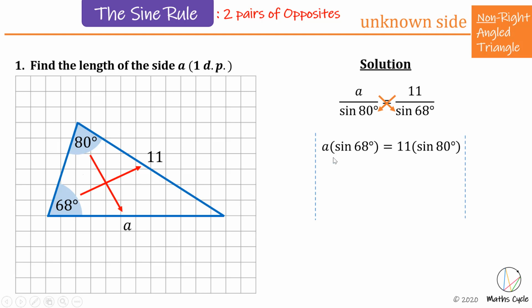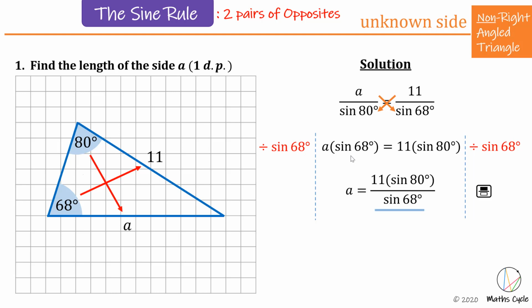That's because here we can see that the A is multiplied by the sine of 68, but we only want to know what A is. So to reverse multiplying by the sine of 68, we're going to have to divide by the sine of 68, and we're going to have to do that on both sides. So on the left, that will cancel out my sine of 68 and leave me with the A that I'm looking for. And on the right hand side, it gives me 11 times sine 80 degrees divided by the sine of 68. And just leave it there in fraction or ratio form.